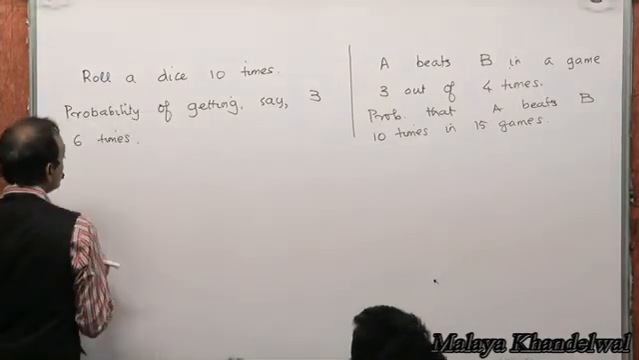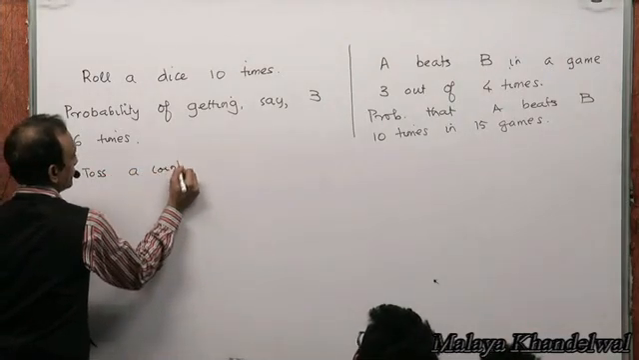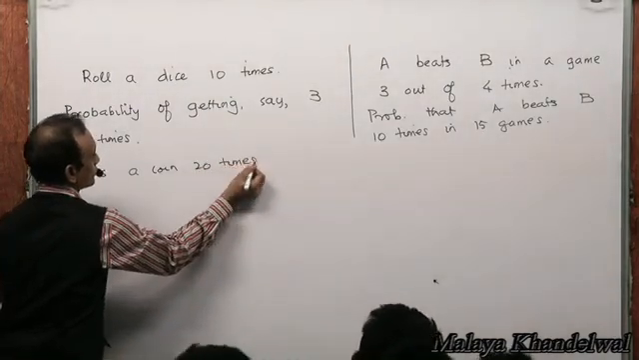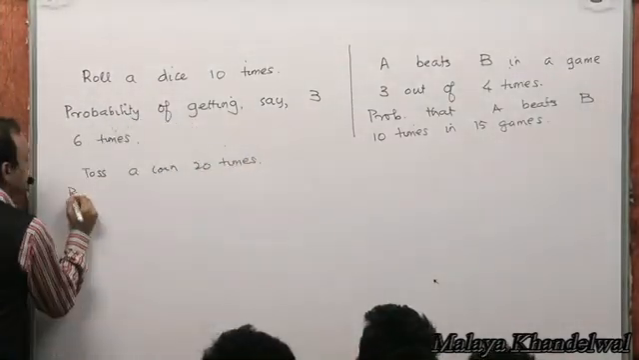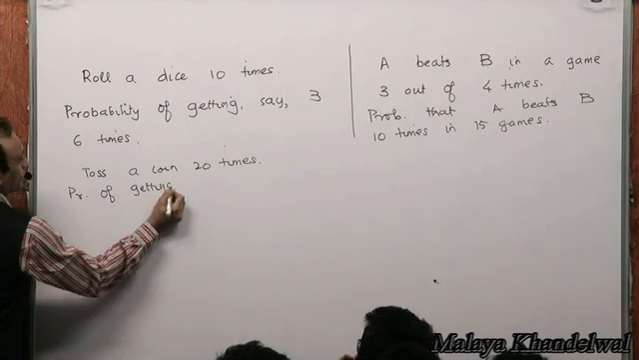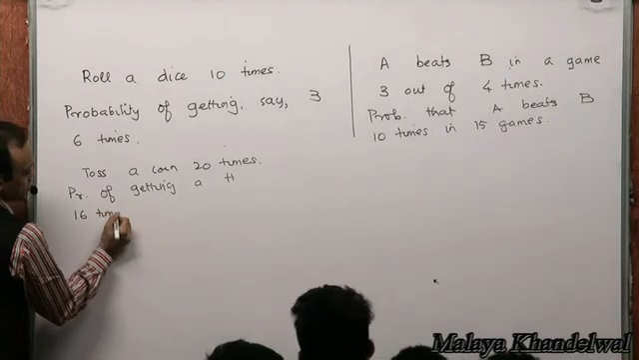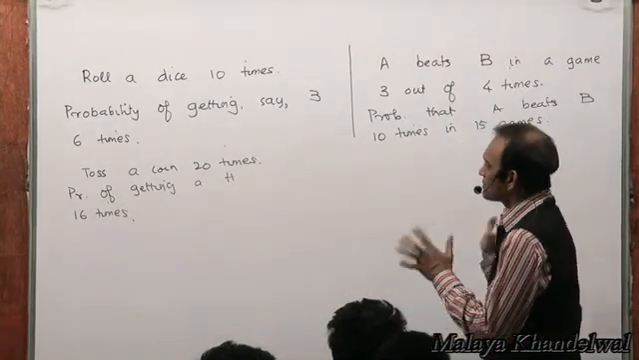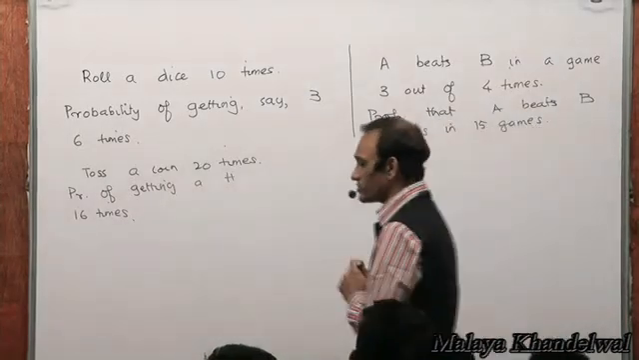Or say if I toss a coin 20 times, what's the probability of getting a head 16 times? Right? There is a structural similarity in all these situations, if you think about it. There is some commonality.